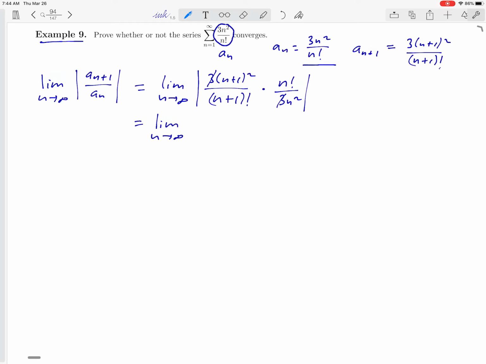Okay, and then to make the process of taking this limit a little bit easier, I'm going to rearrange it so that things that look alike in the top are over things that look the same in the denominator. You would not have to do this step if you didn't want to. It just makes the algebra maybe a little easier. So I'm going to take the n plus 1 squared and put that over the n squared that's in the denominator. Okay, and then take the n factorial and put it over the n plus 1 factorial in the denominator.